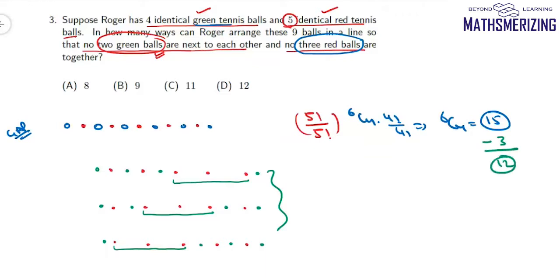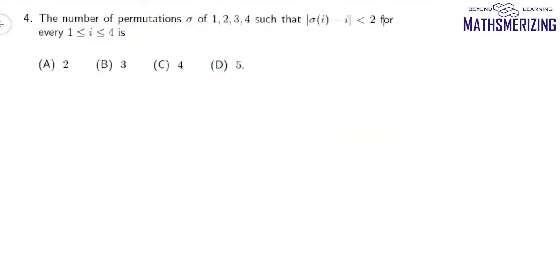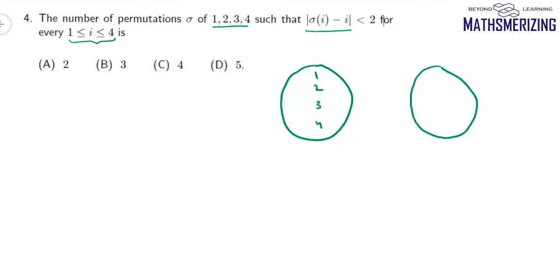So total number of cases when no 2 green balls are together and no 3 red balls are together is simply 12, and that's your option number D. Now question number 4, it says we need to find the number of permutations of 1, 2, 3, 4 such that mod of sigma i minus i should be less than 2 for every i that lies between 1 and 4, both inclusive. So here we have a set having 4 elements, 1, 2, 3, 4, and we need to find its permutations so that this given condition is satisfied.